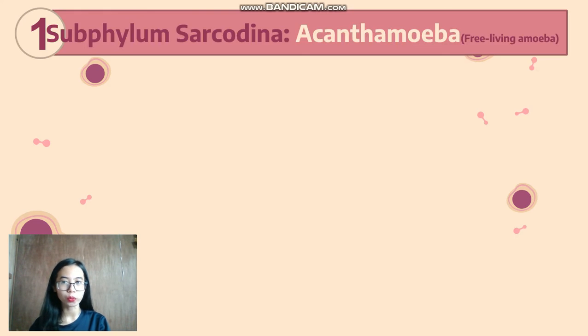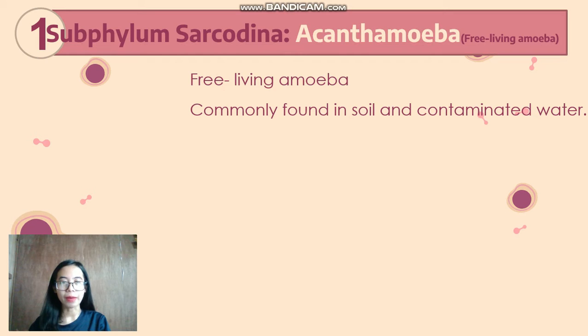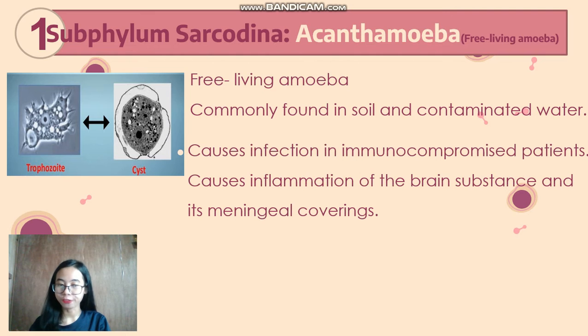So let us start with subphylum Sarcodina, specifically the Acanthamoeba. It is a minor protozoa and a free-living amoeba. It is commonly found in soil and contaminated water, so it is able to survive in cool areas or in the water. It usually causes infection in immunocompromised patients.